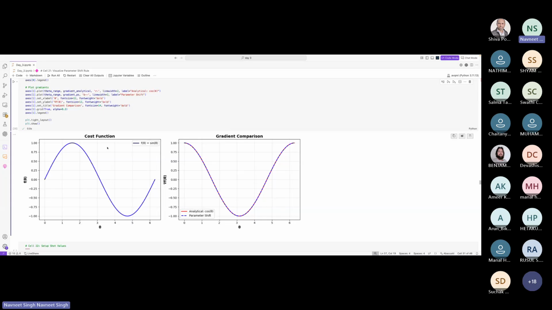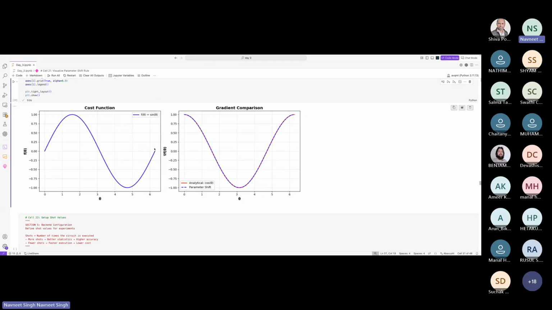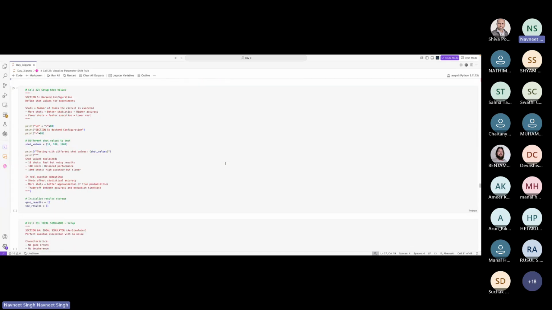So this is visually confirmed that the parameter shift rule gives us the correct gradient, and it's the method we can use for variational quantum circuits when we need the gradient for training. Then you can see it is overlapping with the calculated one.